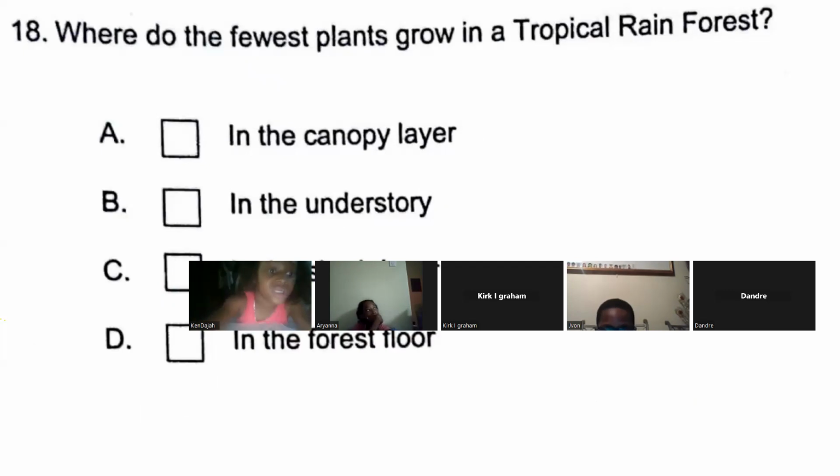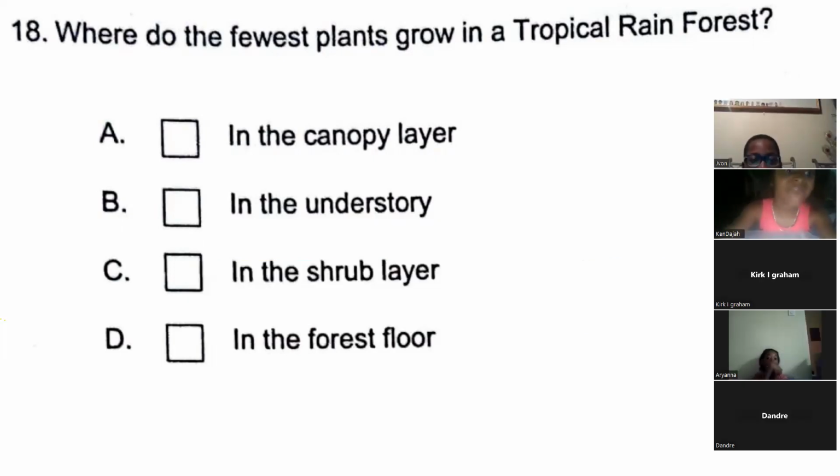A. In the canopy layer. B. In the nursery. C. In the shrub layer. D. In the forest floor. Okay, good. So where do the fewest plants grow in the tropical rainforest? The fewest.